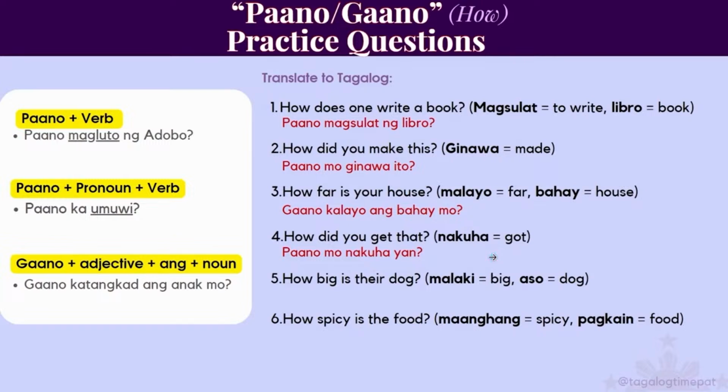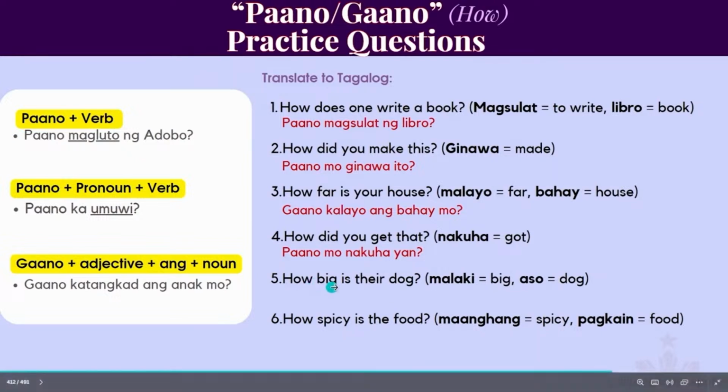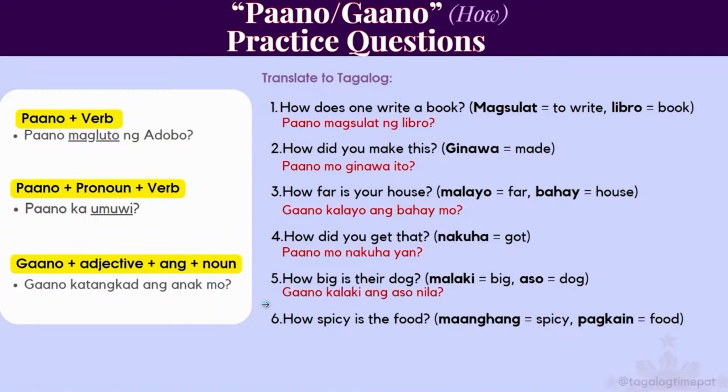Number 5, how big is their dog? Malaki is big, aso is dog. How big is their dog? So it's asking about an adjective, so we would have to use gaano. Gaano kalaki ang aso nila, their dog, nila.